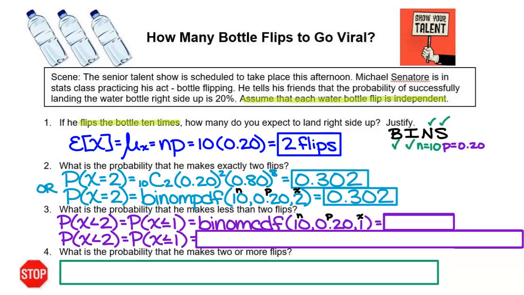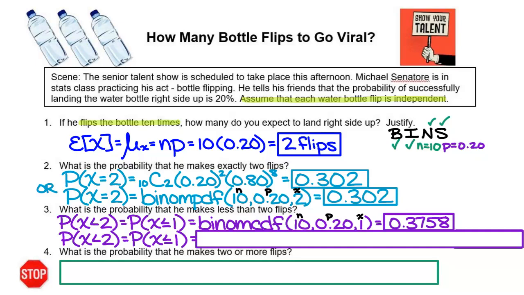Does anybody have a value here? 0.376 if you round it to 3 places. I took mine out to 4 places, so I have 0.3758. But if you round it to 0.376, that's totally fine.